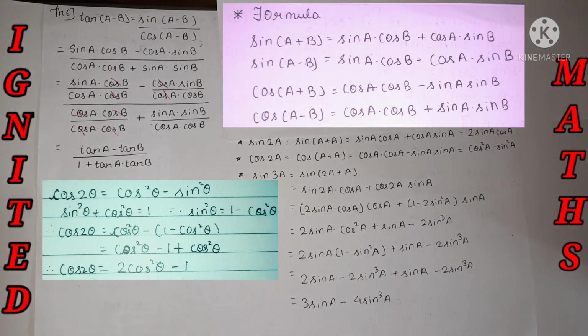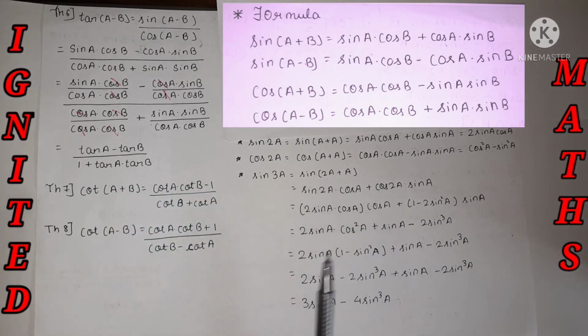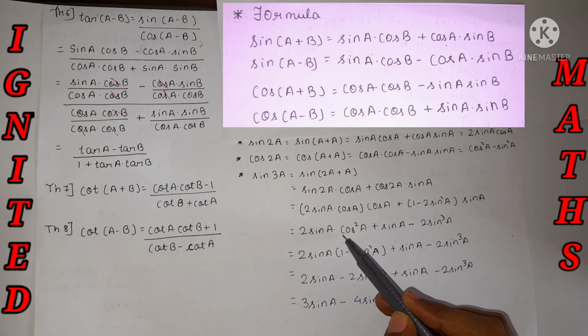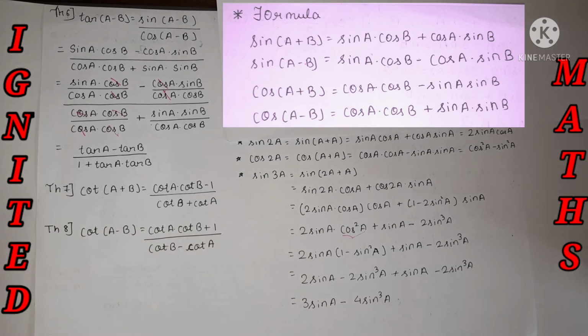And sin A, now just do the multiplication with each and every term. Over here I have multiplied, it became cos squared A sin A minus 2 sin cubed A. And cos squared A is nothing but 1 minus sin squared A, by the trigonometric identity sin squared A plus cos squared A is equal to 1. So cos squared A is equal to 1 minus sin squared A, and the rest of the terms will be as they are.